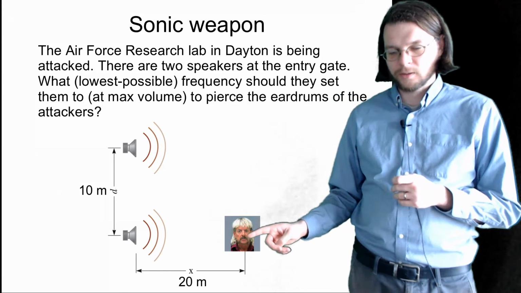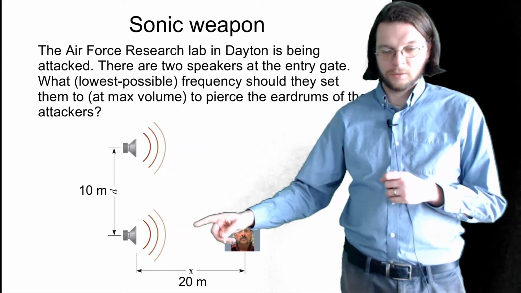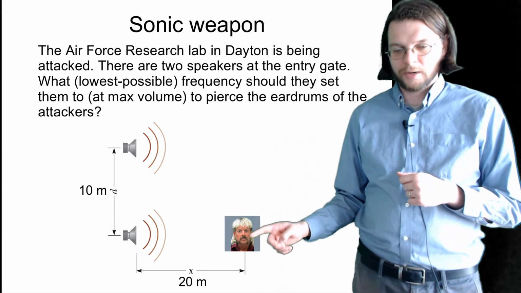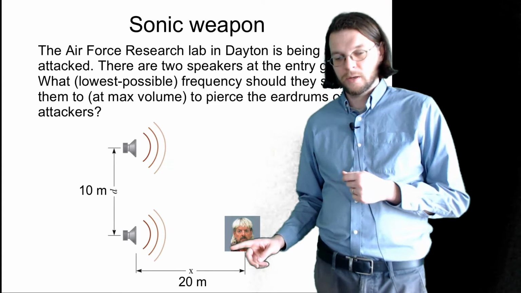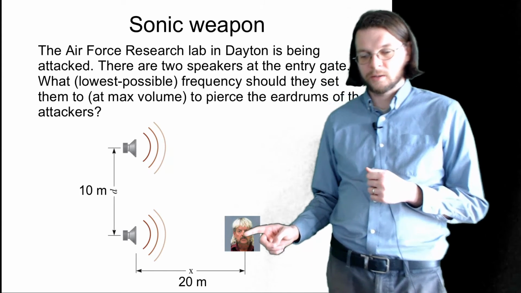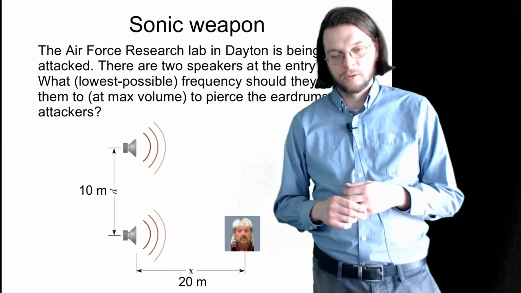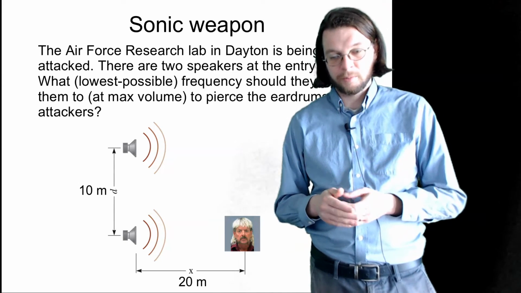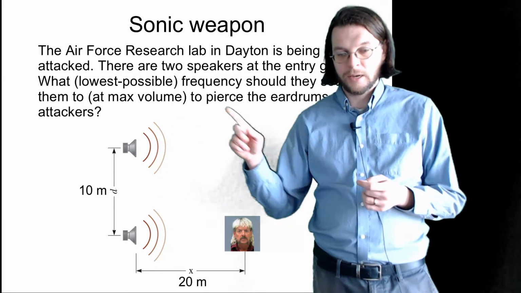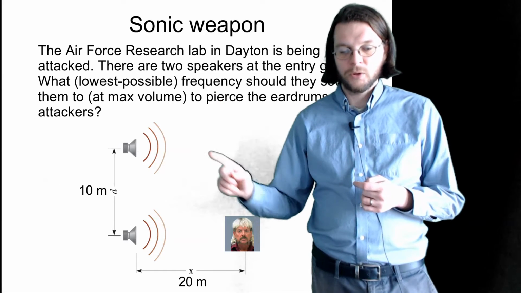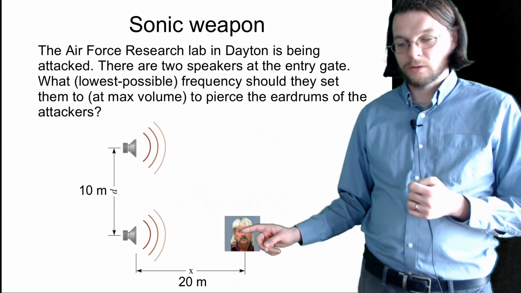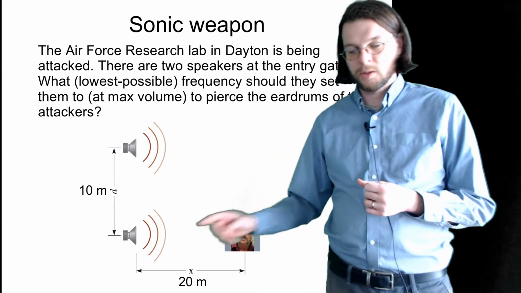So the idea here is that we have 2 speakers, but if we can get those waves to overlap in exactly the right way, then we can have twice the amplitude of each individual speaker. And that's important because if you have twice the amplitude, remember that the power goes as the amplitude squared. So if you can set this up in exactly the right way, using exactly the right frequency, you can potentially have 4 times the intensity of sound than you would if you just had one speaker.